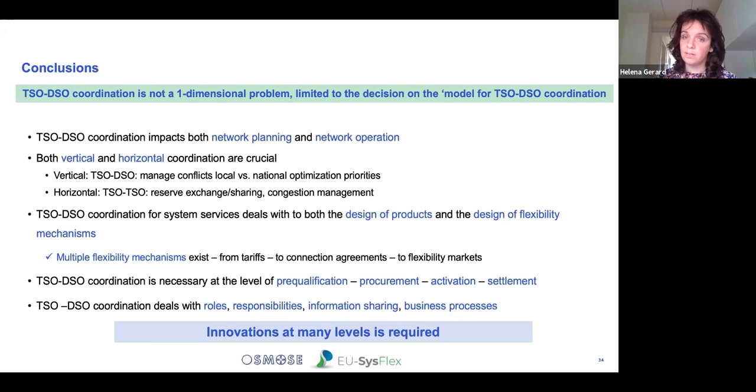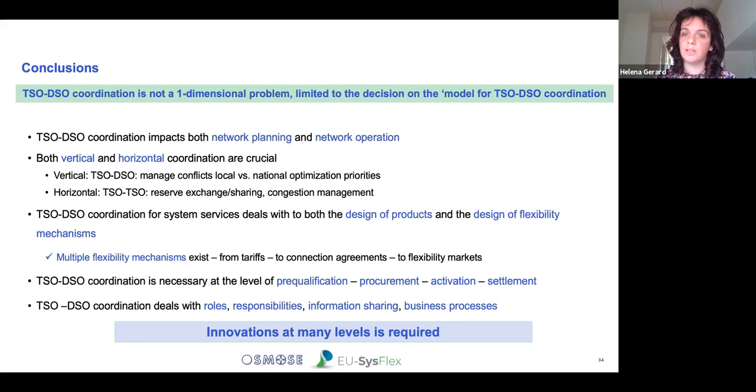agreements. And to make it even more complex, when we talk about the market aspect of TSO-DSO coordination, you can have it at the level of pre-qualification, procurement, activation, and settlement. And then if we look at it from a higher perspective, it's not just limited to tools or processes. No, it's really about the fundamental role of system operators, their responsibilities, and the information they want to share with each other and with the outside world.